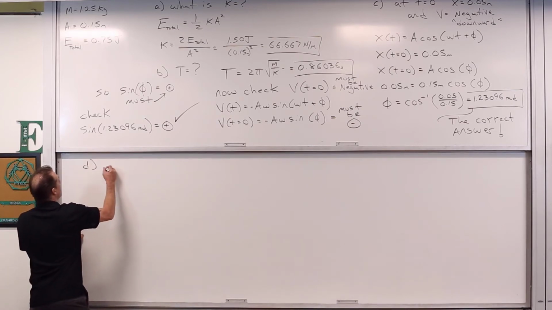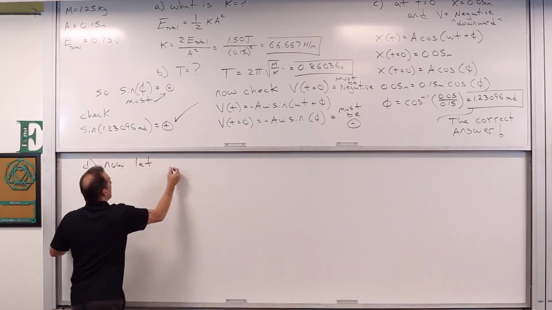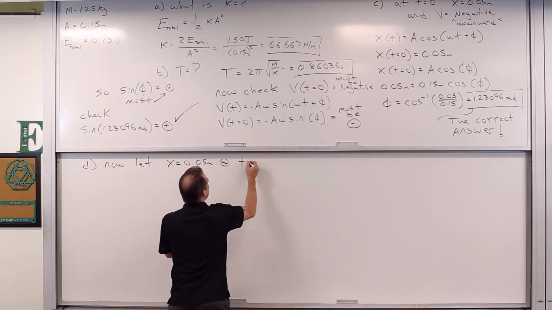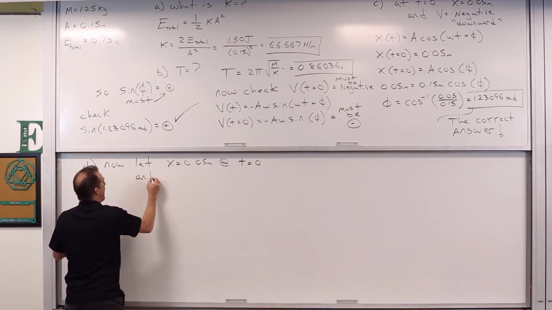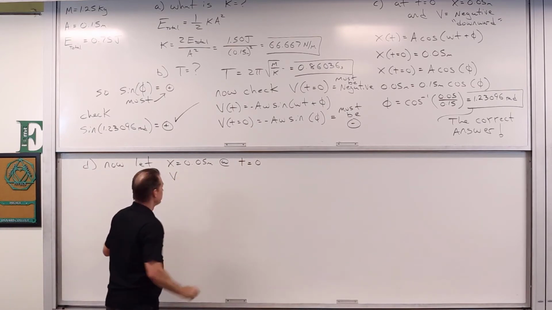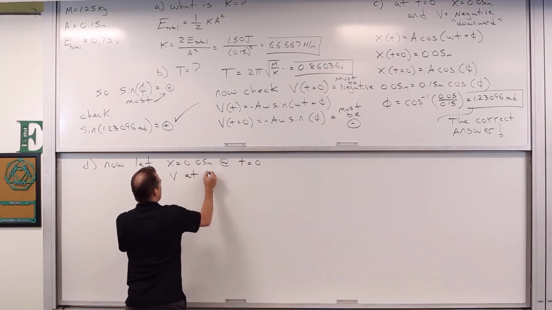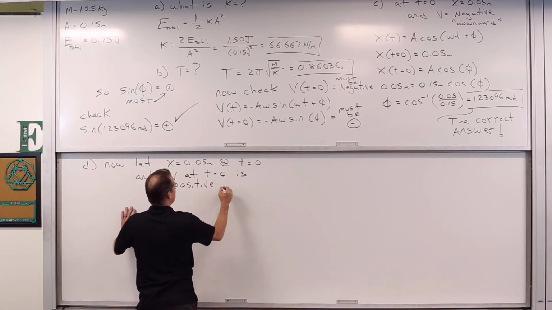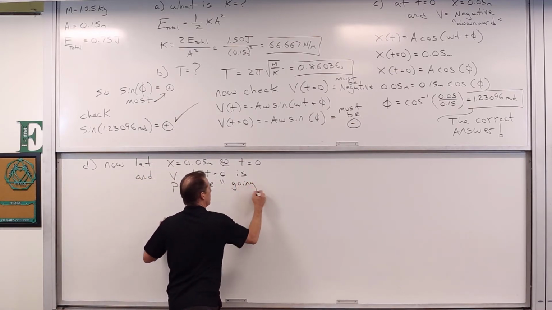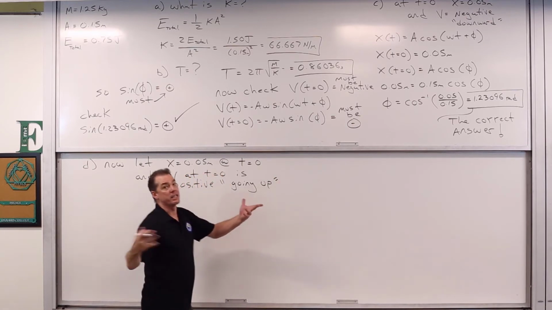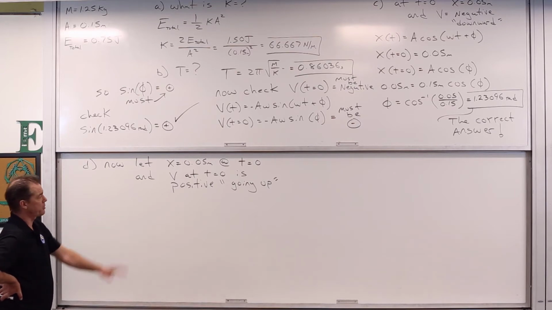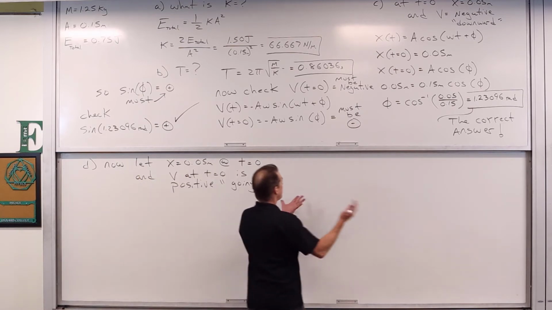So D, now let x be equal to 0.05 meters at t is equal to 0, and V at t equals 0 is positive, going up, or going in the positive x direction. So there we go. What do we change with this? Well, all that we've done is change the direction. How does that have any impact on this? Well, let's see, right?